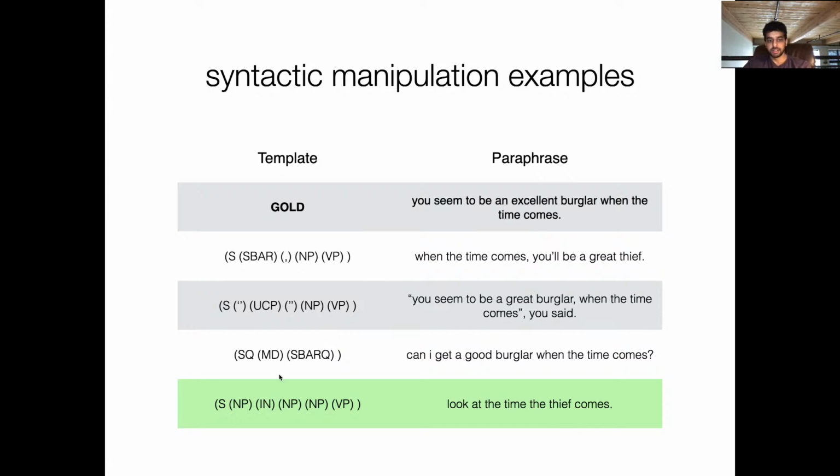You can also ask the model to make this into a question, which you might want to do, I guess, for some purposes. Can I get a good burglar when the time comes? It's obviously not a paraphrase of this sentence. You can't really get a paraphrase of the sentence in a question form, but it's doing a good job. And there are obvious failure cases here. Look at the time the thief comes. If you provide some form that's completely unsuitable for the input sentence. So this is just one specific instance of paraphrase generation in this SCPN framework.